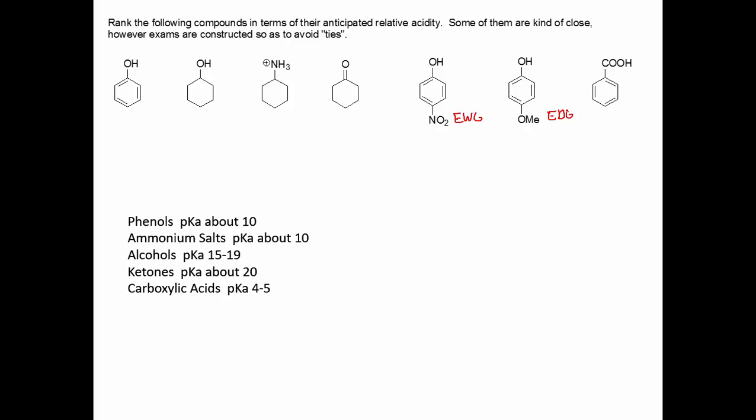Okay, but when we look at this table or these statements down here, what we're going to see is that it's going to be difficult to rank an ammonium salt and a phenol. So this is going to be ranked around where phenol is. And of course we're going to have the alcohol second to last and the ketone as our least acidic compound. And here are the rankings.